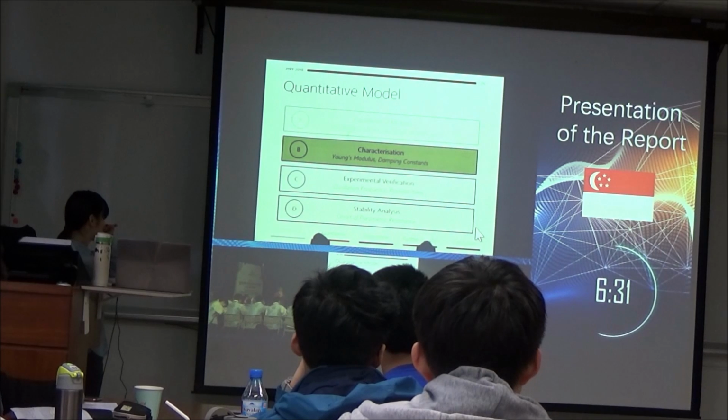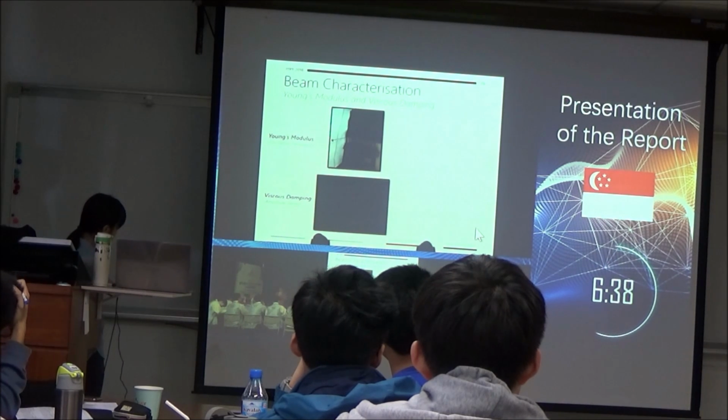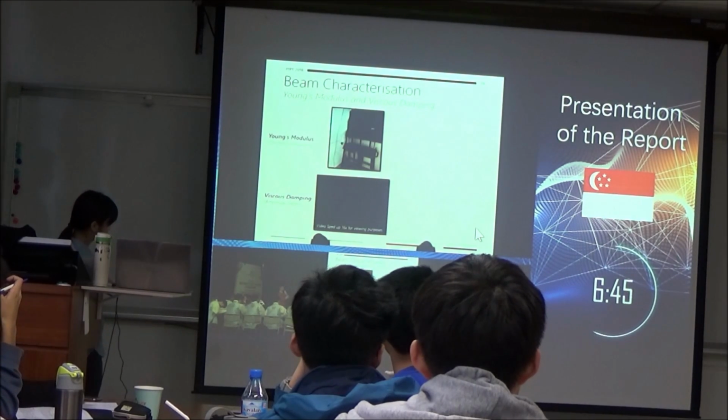Now, we move on to characterize our system. To obtain the Young's modulus and the damping constant of the beam, we track the angular frequency and amplitude decay, respectively, with an added mass at the beam tip. This gives us the following two graphs which we have plotted.